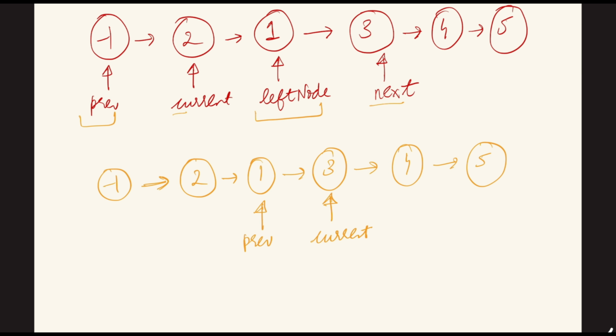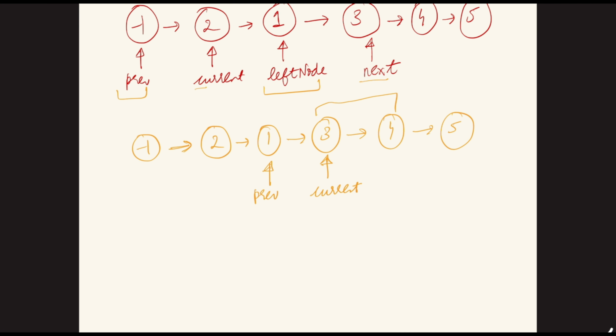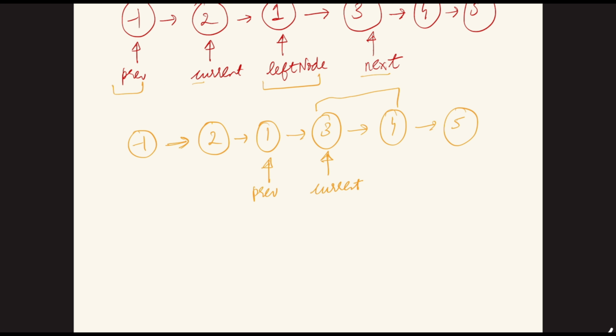And now I can start reversing my second group. And how many groups do I need to reverse? I need to reverse length divided by k number of groups, and I'm going to have an outer while loop which is going to keep track of the number of subgroups that I need to reverse.